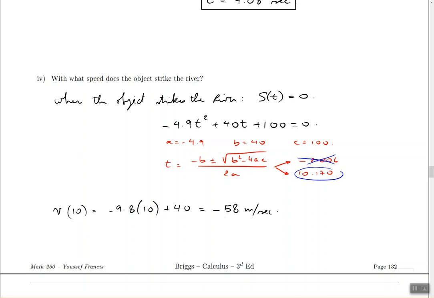Okay, so why is the amount negative? The amount is negative because now we're going in the direction against how it was launched. So we're going down instead of going up. So that's the reason why it's negative. And the speed is 58 meters per second.